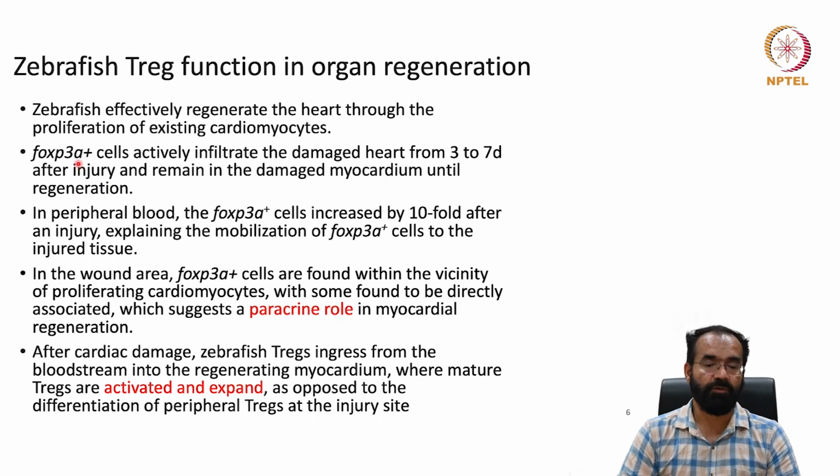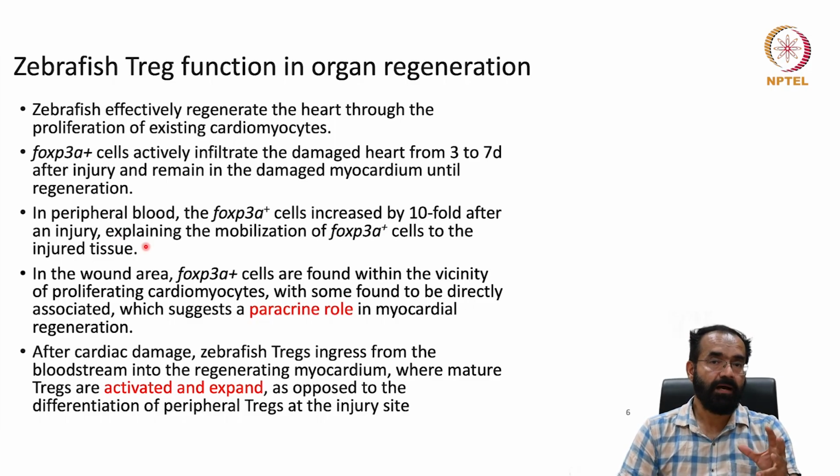FOXP3A positive cells, FOXP3A expressing cells, actively infiltrate the damaged heart from 3 to 7 days after injury. That means Treg cells are present 3 to 7 days after injury and remain in the damaged myocardium until the regeneration is completed.